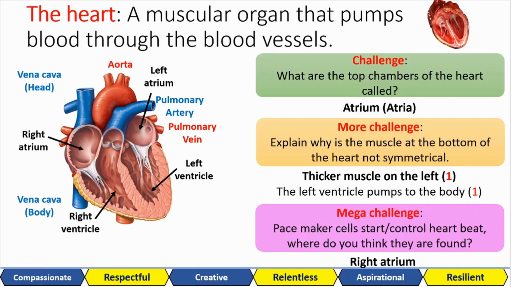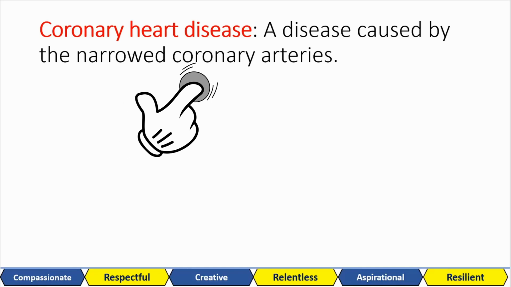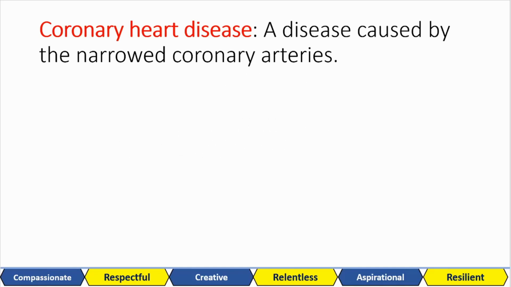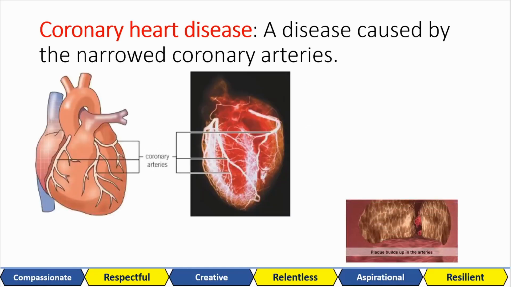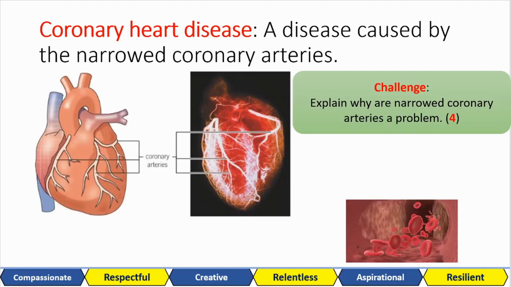We would now look at some of the diseases that can occur in your cardiovascular system. Coronary heart disease is the narrowing of the coronary arteries, which are the arteries that supply blood to your heart cells. Think carefully about what the heart actually does. Why would the narrowing of the coronary arteries be problematic? This is worth 4 marks, so we need 4 separate points.